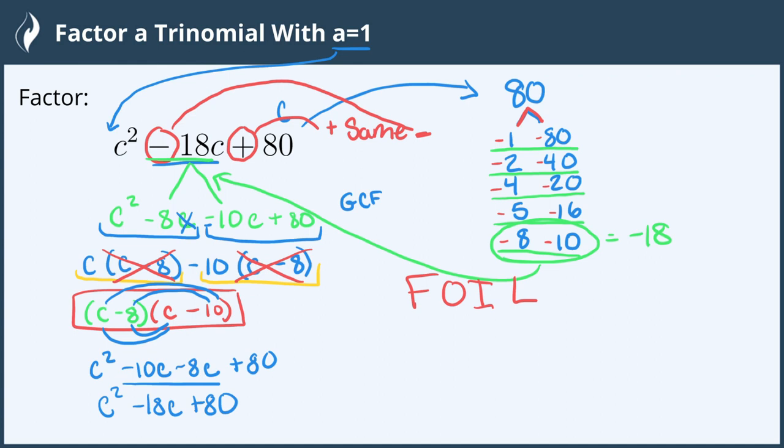And the reason we combine the middle two terms is because they are like terms. They have the same variable makeup, and when I get to the end, it matches the exact original, which tells us that we did indeed factor this correctly down to the two binomials of c minus 8 times c minus 10, and we're all done.